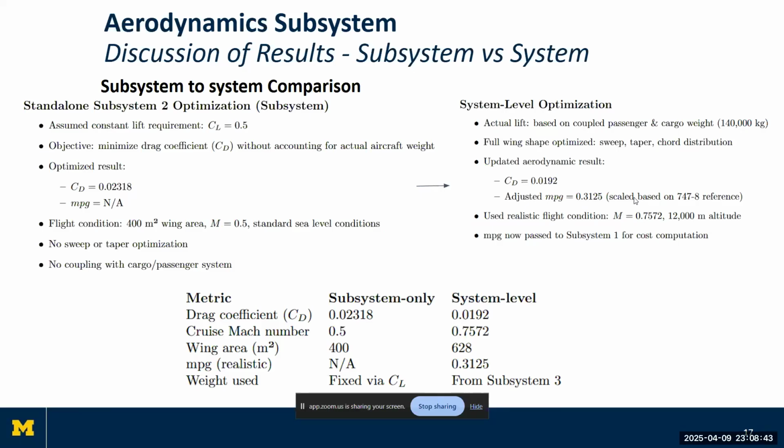For the aerodynamic subsystems, the system level optimization changed the constraint we're using: the whole airplane weight is used as the cargo, with lift kept equal to weight. We also use a realistic flight condition, changing the Mach number and altitude. The drag coefficient is lower than the subsystem only.